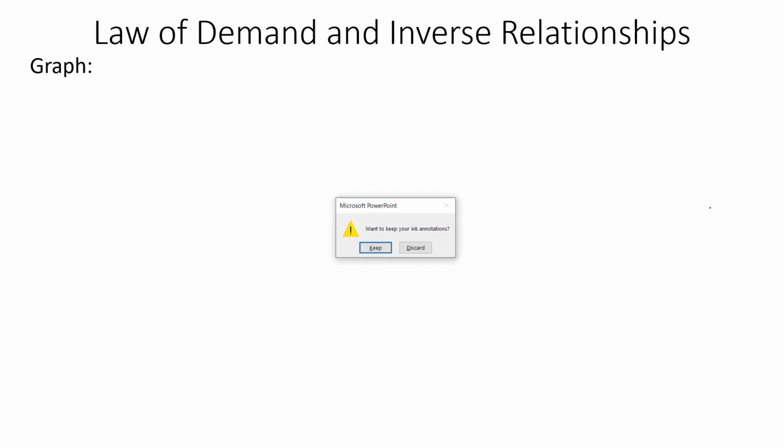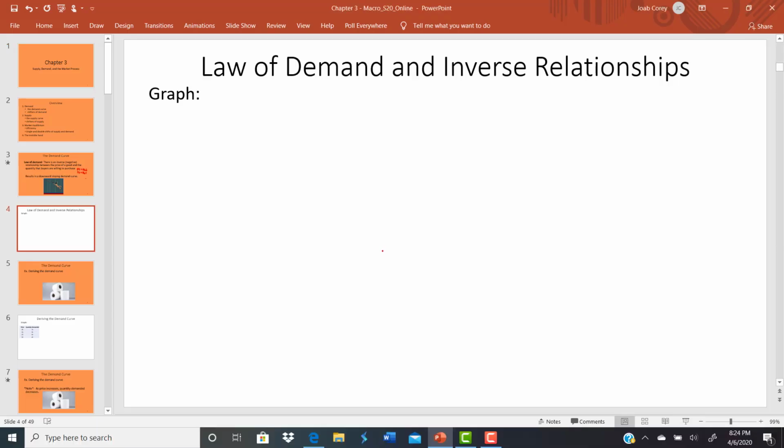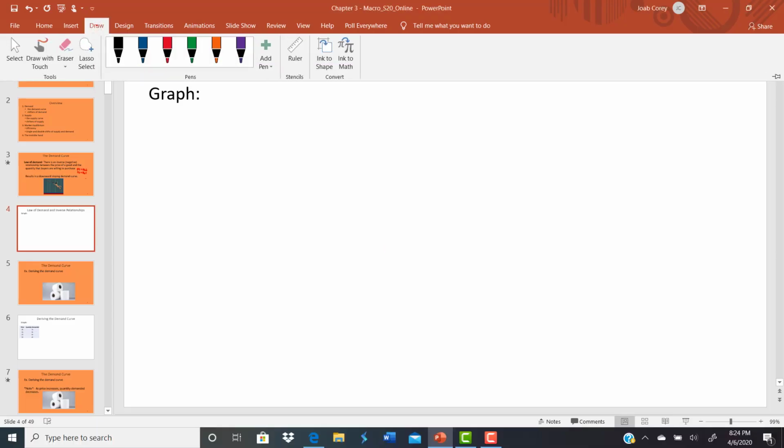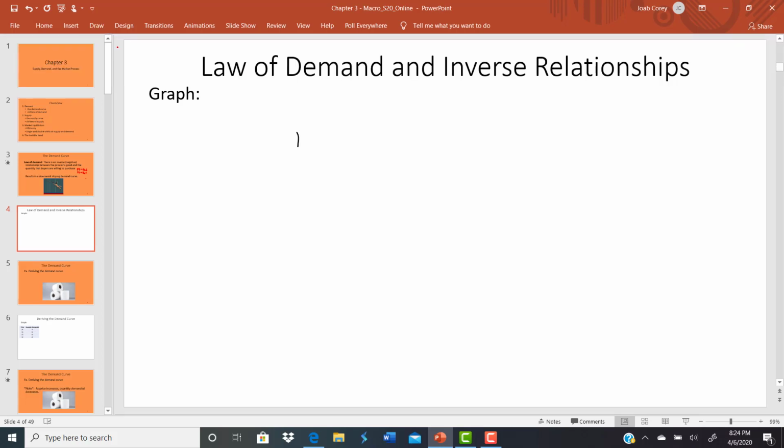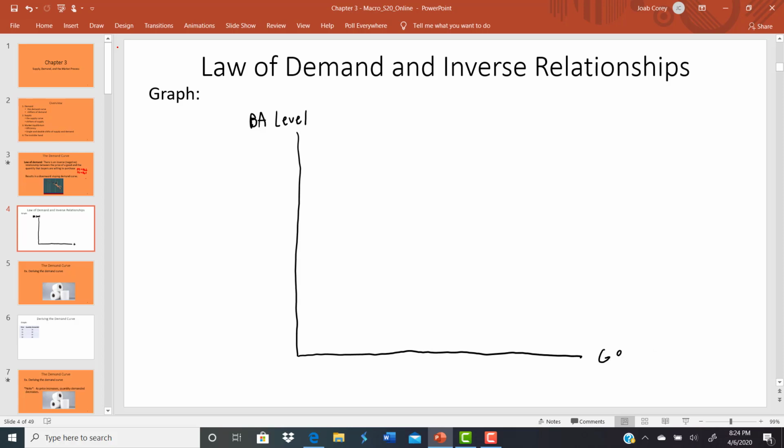Once again, I'm going to exit the full screen mode here so that I can draw with different colors. So let's talk about a graph that represents any regular inverse or negative relationship. Again, we're going to have a vertical axis and a horizontal axis. On the vertical axis, we're going to measure something that could affect maybe your GPA. This might be your blood alcohol level, how much you've been day drinking during this quarantine, relative to your GPA. Now, as you might expect, this is likely to have an inverse or negative relationship.